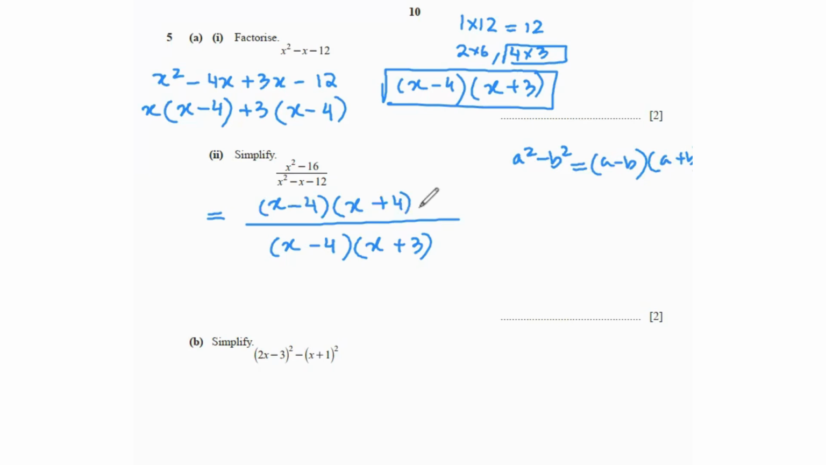There's no specific order to writing this product. You could also write x plus 4 first and then write x minus 4. Either way, it's correct. So once we factorize the numerator as well, now we see what's common in the numerator and denominator. As you can see, we have an x minus 4 in the numerator and denominator. So we can cancel those out. And what we're left with is x plus 4 over x plus 3. That is your final answer.